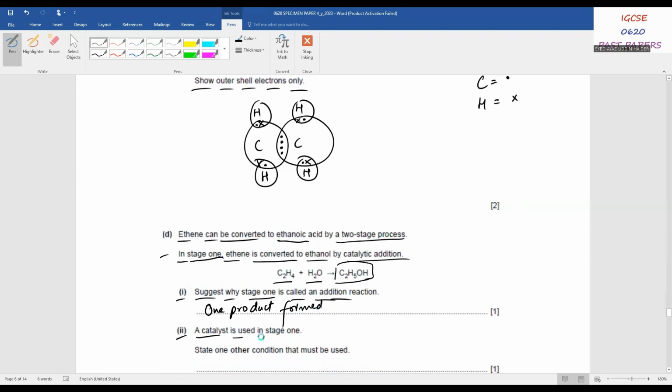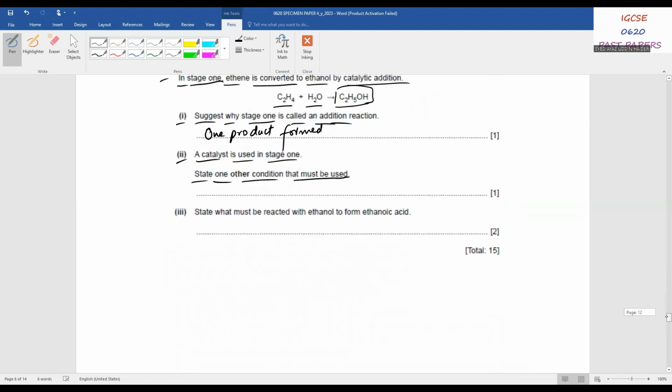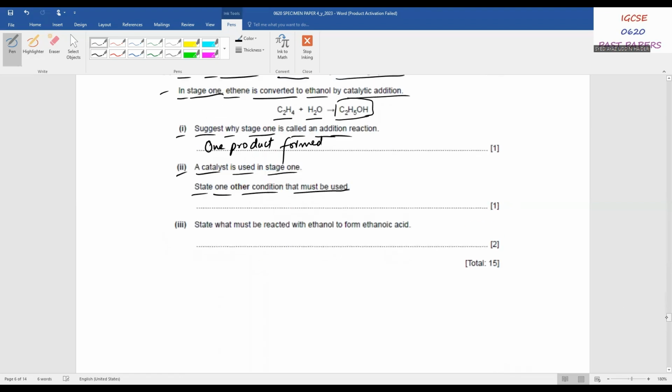Number 2, a catalyst is used in stage 1. State other conditions that must be used here. There are some conditions for this one. You can quote pressure or temperature, and steam is also used here. So you can write any of these: steam, or temperature above 100 degrees centigrade, or pressure, 20 to 100 atm.